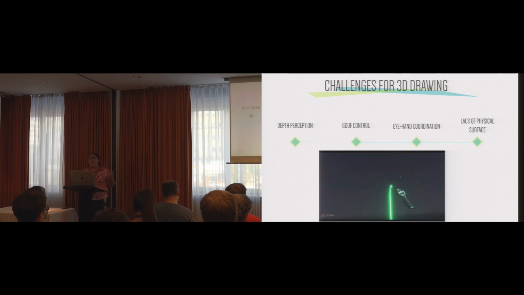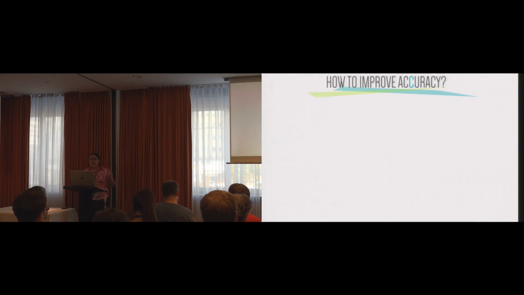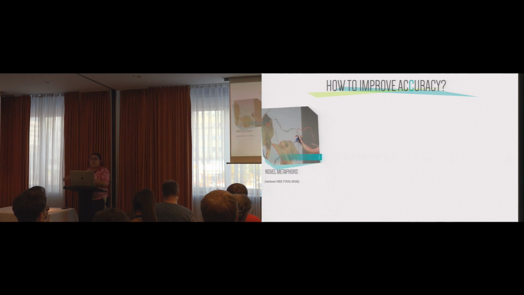But not everything is bad. There are actually ways to improve user accuracy, and I'm going to talk about those. The first one is to use novel metaphors, which means that yes, you have 6 degree of freedom control, but you don't need to follow the hand to make the strokes. There's a big range of different metaphors, from simple ones like dragging and dropping the strokes directly into the virtual environment. The example I'm showing uses 2 hands to control the stroke creation.